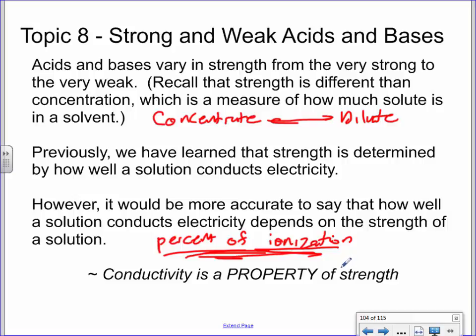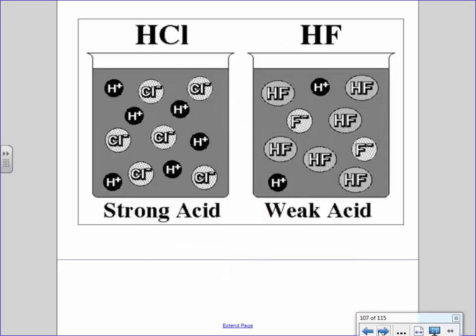Stronger you are. That's a better word, right? The lower your percentage, the weaker you are. I've got more pictures to illustrate the same point, but hopefully I've already made it here. Hydrochloric acid is strong because literally everybody's broken up into ions. Hydrofluoric acid is considered weak because there's still some HF stuck together.